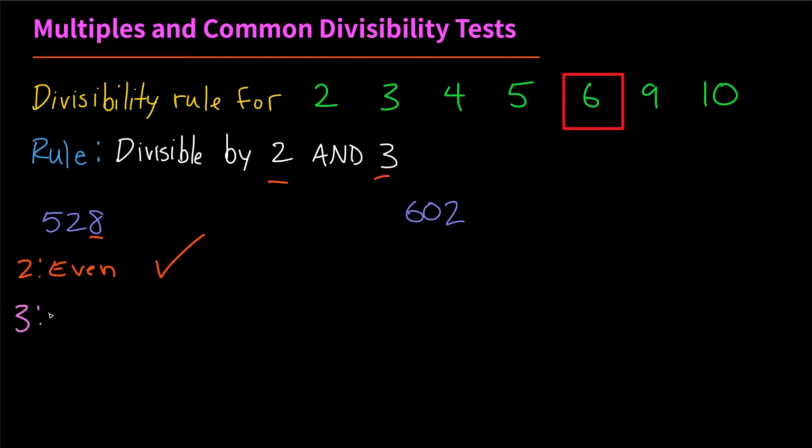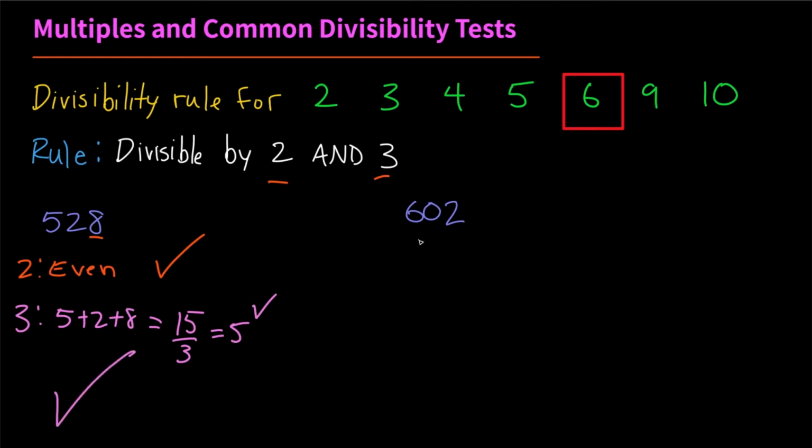We're going to check the rule for 3. If we remember, the rule for 3 is we add up the digits, and if the sum of those digits is divisible by 3, then 528 is a multiple of 3. So we're going to check. 5 and 2 is 7, plus 8 is 15. 15 is divisible by 3, and it is 5. Since this doesn't have a remainder and it's divided evenly, that makes 528 divisible by 3. Since it's divisible by 2 and 3, it is divisible by 6.